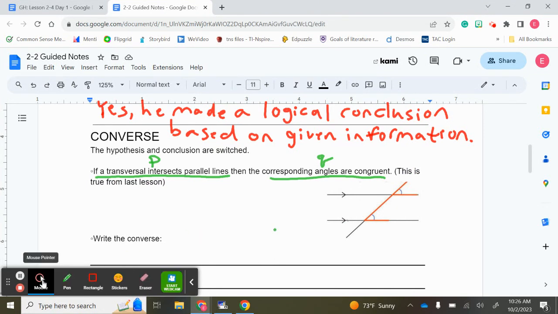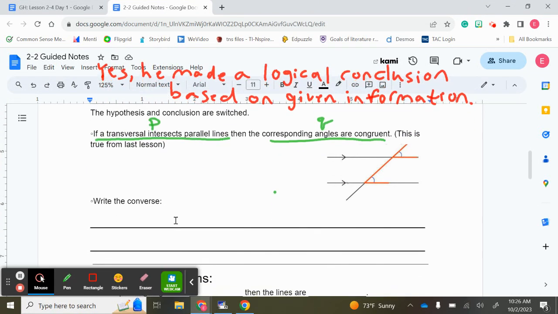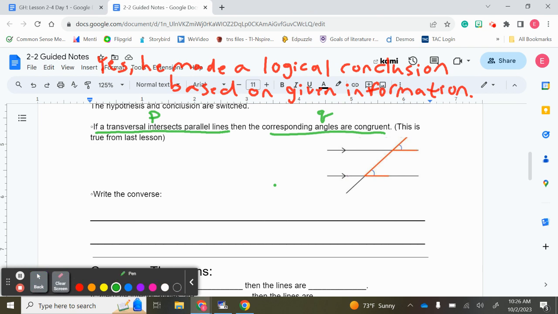So when we write the converse of this, we're going to flip-flop it, just like we did in topic 1. We're going to state: if corresponding angles are congruent, then the lines are parallel.